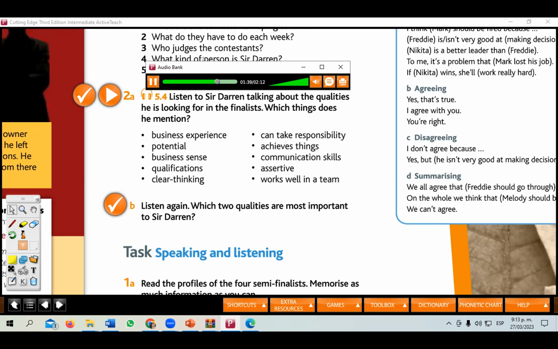People these days talk a lot about communication skills. And yes, communication skills are very important. But I'm not interested in someone just because they're a good talker. Talking doesn't make things happen. And I don't want someone who hides behind other people. I want someone who's assertive, who says what they think, who's clear thinking and direct. Those are the qualities I look for in my executives.